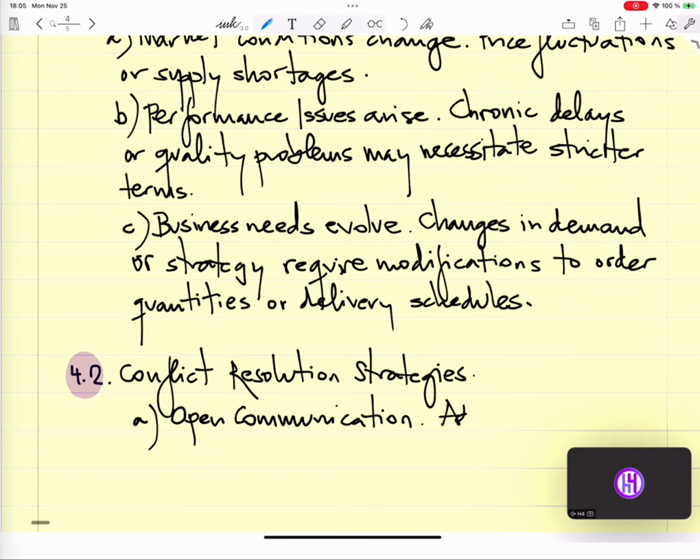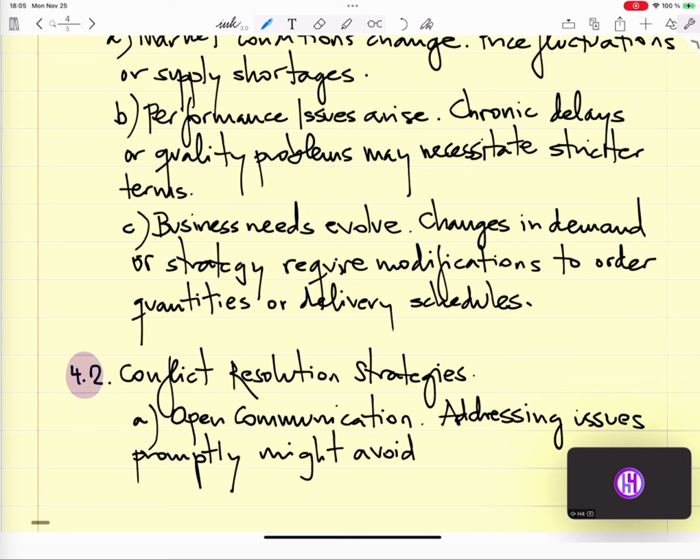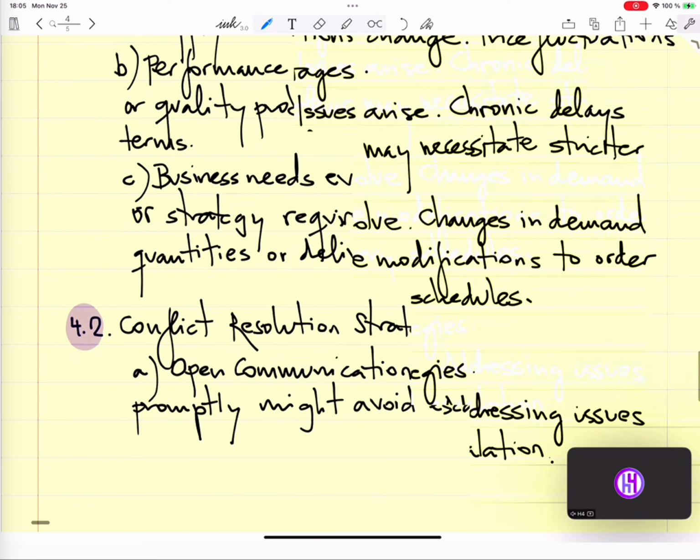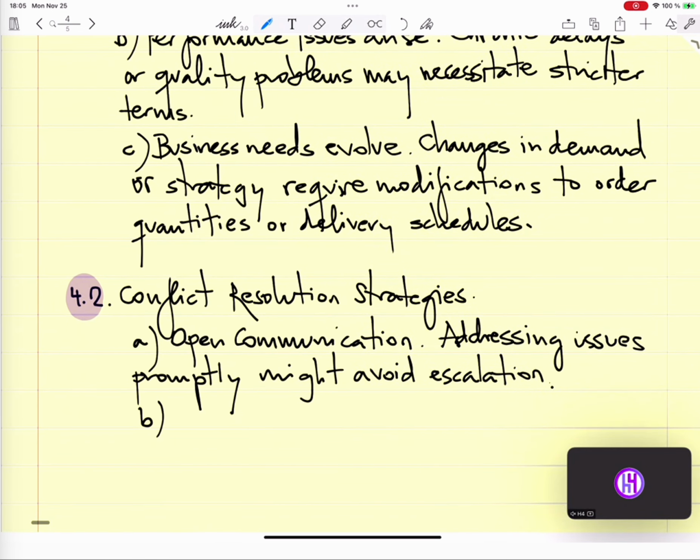Addressing issues promptly might avoid escalation. Okay. But having too high level of transparency might also bring you into problems. So there is a middle way.